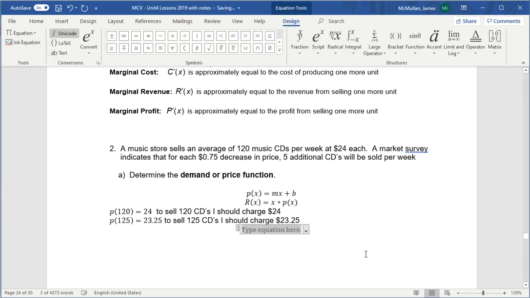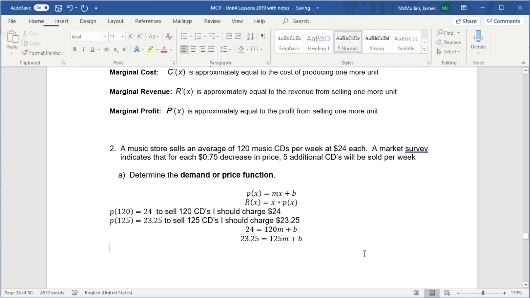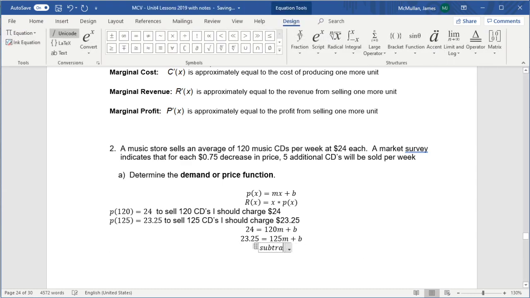Now, write this out in mx plus b form. 24 equals 120m plus b. 23.25 equals 125m plus b, and subtract the two. Okay, we subtract the two. We get 75 cents is equal to negative 5m, and therefore, what is that, 3 over 4, so negative 3 over 20 is equal to m, right?